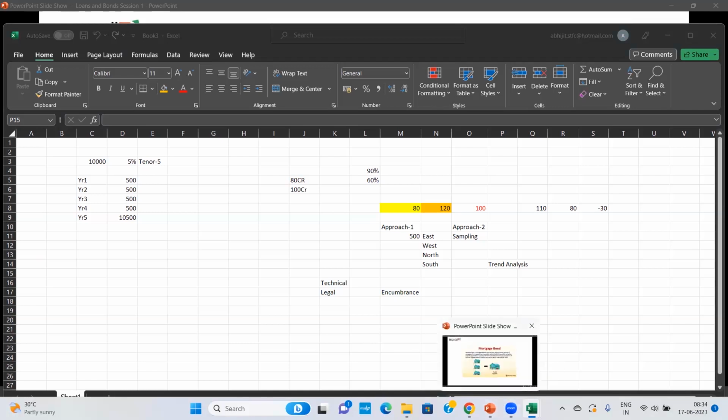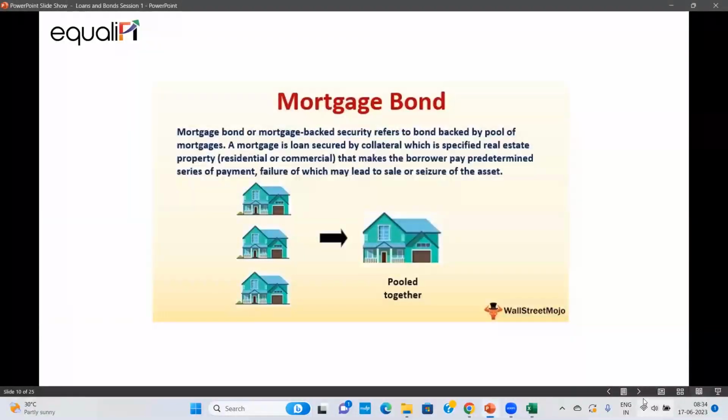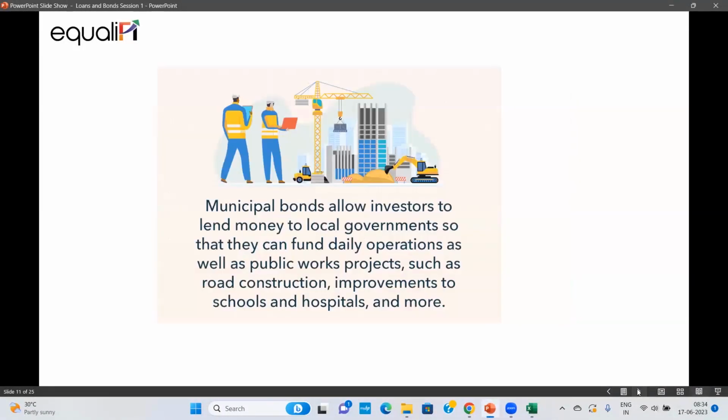Okay, let's come back to the PPT. There are other types of bonds known as municipal bonds, which allow investors to lend money to the local government so that they can fund daily operations such as public work projects, such as road construction, improvement to schools, hospitals, and more. Now, the question is where the municipality will get money when we complain that the roads are so bad in our city, or the water system is not there properly, the sanitation is not proper.